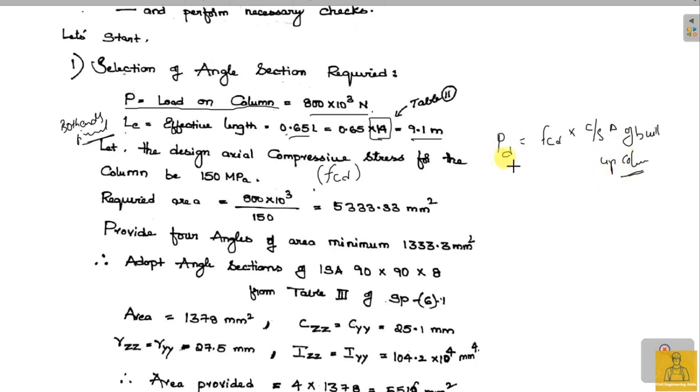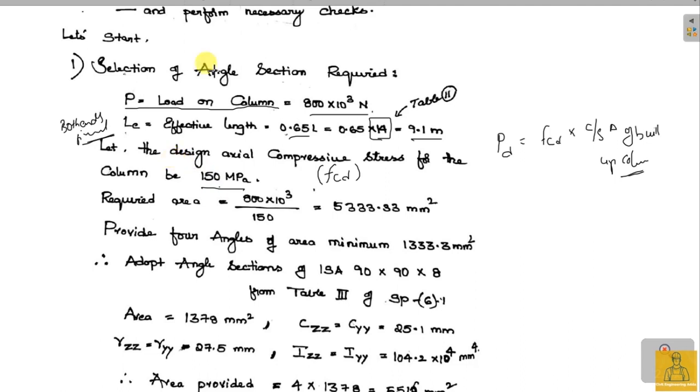Okay. PD is equal to FCD into the cross-sectional area of the built-up column. What is FCD? That is the maximum amount of compressive stress this column can take. I am assuming that value as 150 MPa, or 150 Newton per mm square. So why do we need to assume this value?